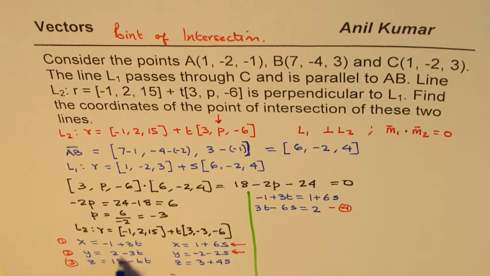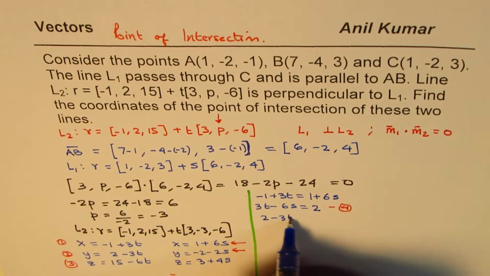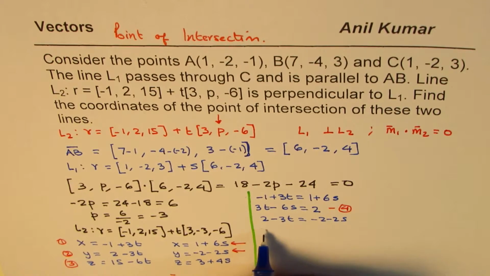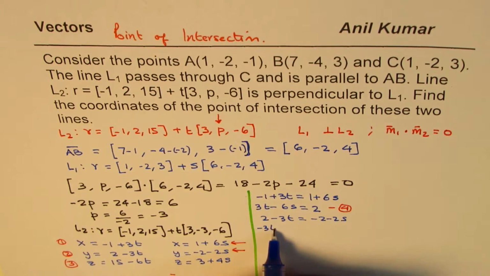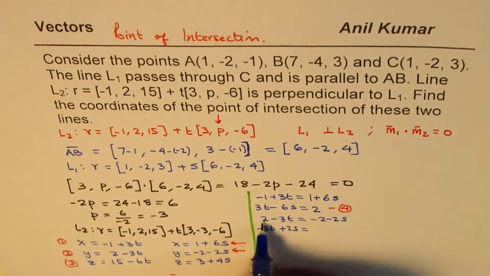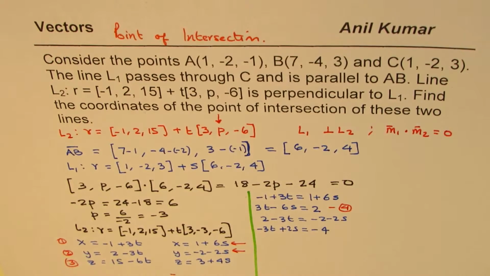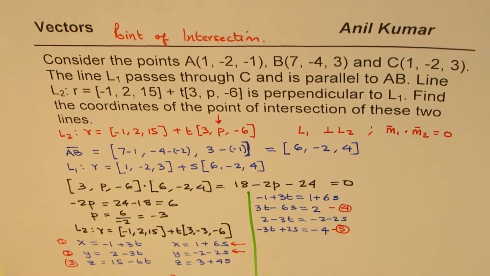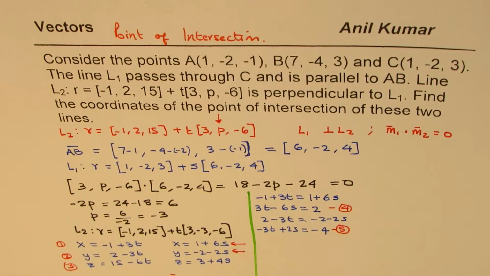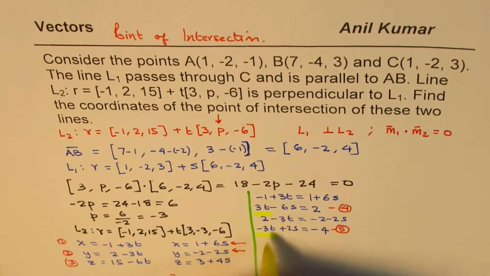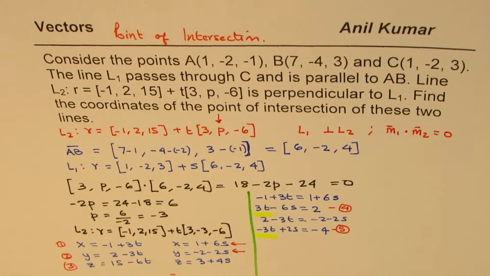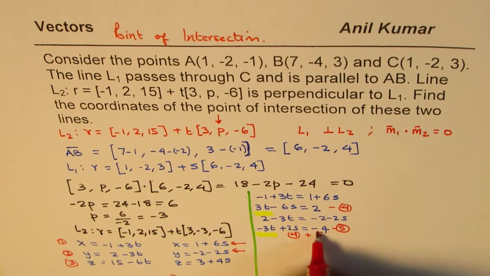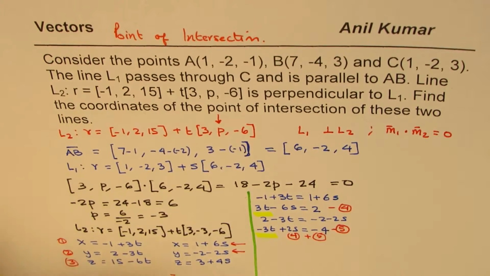Now let's check with y values. We have 2 minus 3t equals minus 2 minus 2s. Bringing s to this side, we get minus 3t plus 2s equals, taking 2 to the other side, minus 4, right? Let me call this my equation number 5. You can see very clearly that if we add these equations, then 3t and minus 3t will cancel out. So to solve for one of these parameters, we'll do equation 4 plus equation 5, and that will give us the value of s.